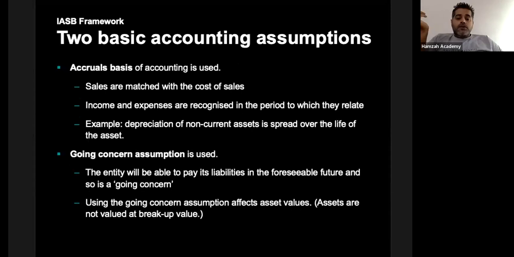matching as well, the prudence as well. But the two main accounting assumptions which are always used are the conservative assumption and the going concern assumption, and that is the entity will be able to pay its liabilities for the foreseeable future, and so is going to exist in the foreseeable future.